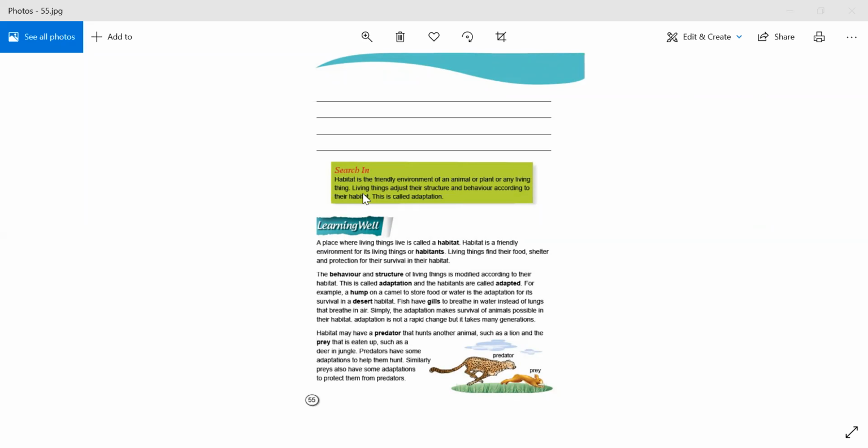The behavior and structure of living things is modified according to their habitat. This is called adaptation. And the living things are called adapted. For example, a hump on a camel to store food or water is the adaptation for its survival in a desert habitat. Fish have gills to breathe in water instead of lungs that breathe in air. Simply, adaptation makes the survival of animals possible in their habitat. Adaptation is not a rapid change, but it takes many generations.